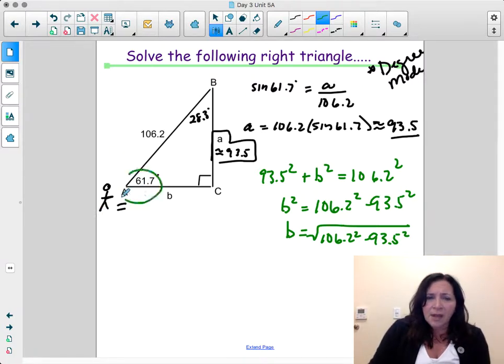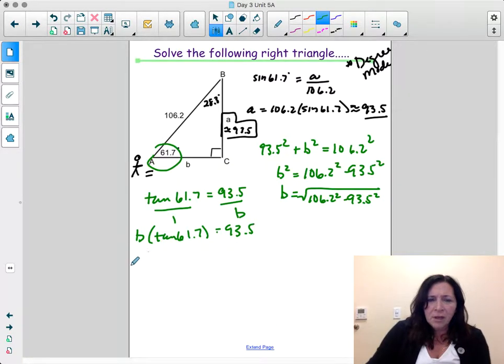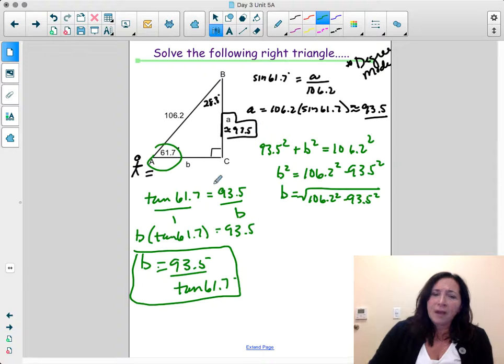Another option I could do, as long as I'm down here at A, to find B, I could say, well, tangent of 61.7 is opposite over adjacent. And so I could cross multiply. B times tangent of 61.7 is equal to 93.5. So B is equal to 93.5 divided by tangent of 61.7. Okay, so this would actually be my answer if I'm not allowed a calculator.